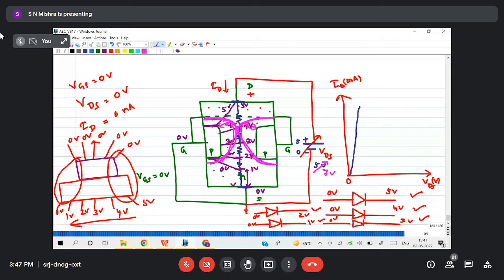Is the channel present or not? Can the electrons move from source to drain in this condition? If the depletion region is like this, can the electrons move from source to drain? Is there any path existing or not from source to drain?